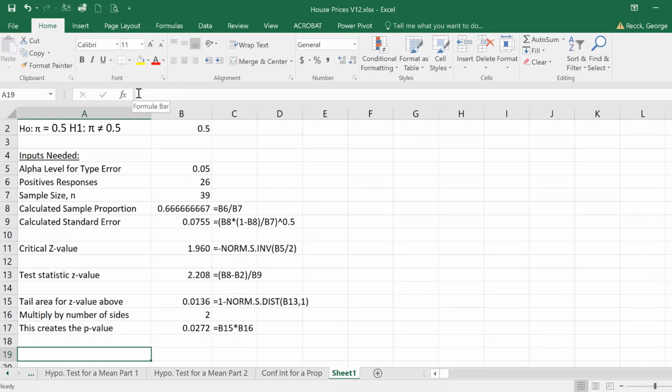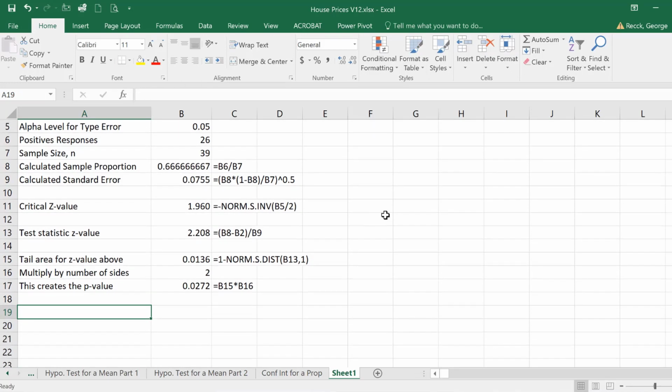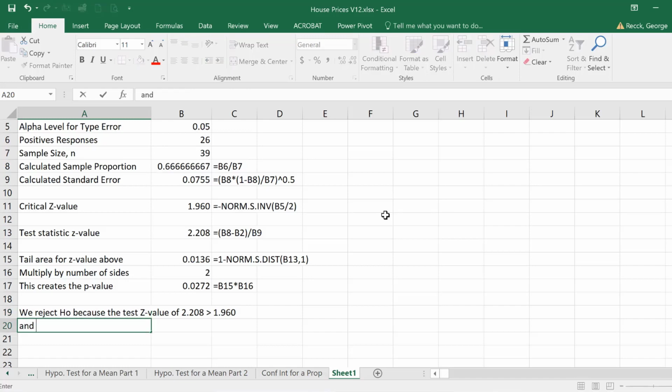So now, what does this mean? We would reject H0 because the test z-value of 2.208 is greater than 1.96, and the p-value of 0.0272 is less than alpha of 0.05.